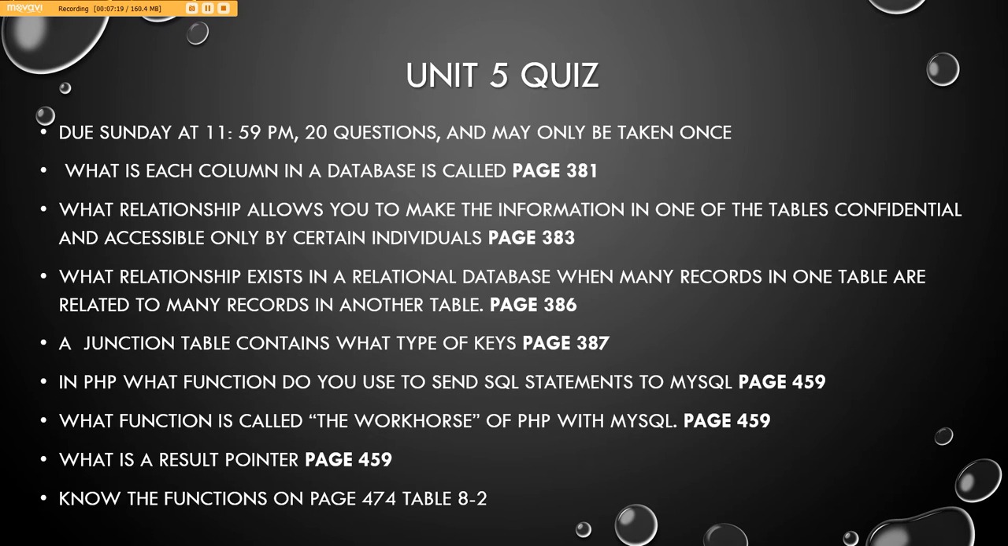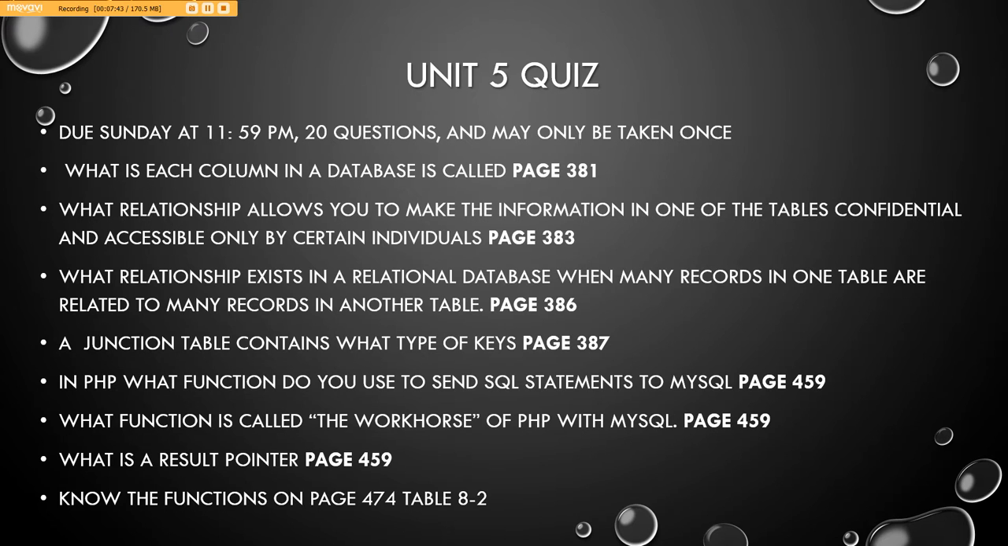The quiz is due Sunday at 11:59 p.m. There's 20 questions and it may only be taken once. What is each column in a database called? Page 381. What relationship allows you to make the information in one of the tables confidential and accessible only by certain individuals? Page 383.